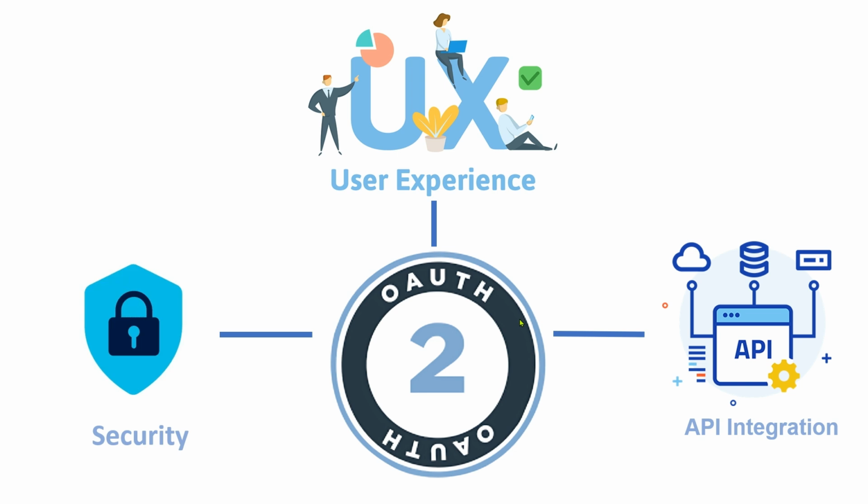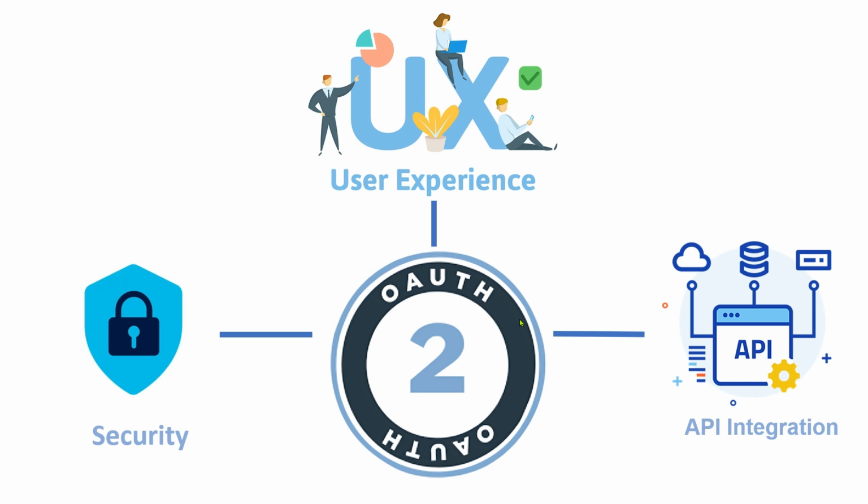And the third one is API integration. For developers, OAuth 2.0 is critical when building applications that rely on APIs. Instead of handling user authentication and authorization from scratch, you can delegate this responsibility to trusted providers like Google, GitHub, or Facebook. It means your application does not have to take care of the authentication and authorization process. It will be taken care of by the third party like Google, GitHub, or Facebook.